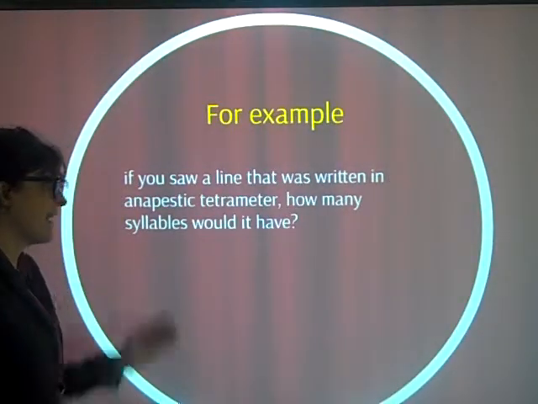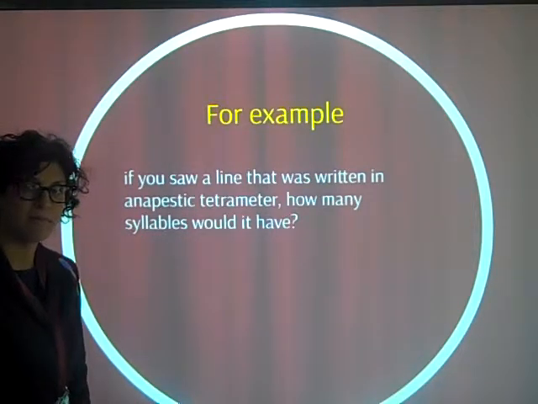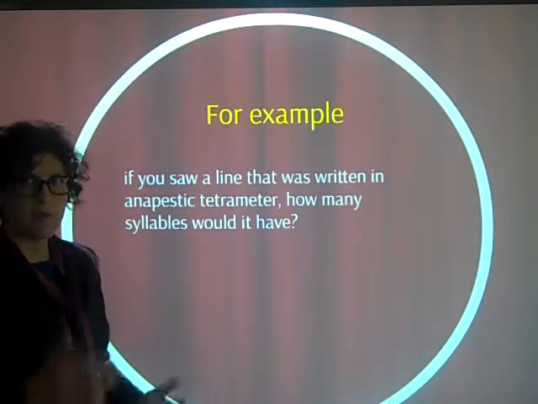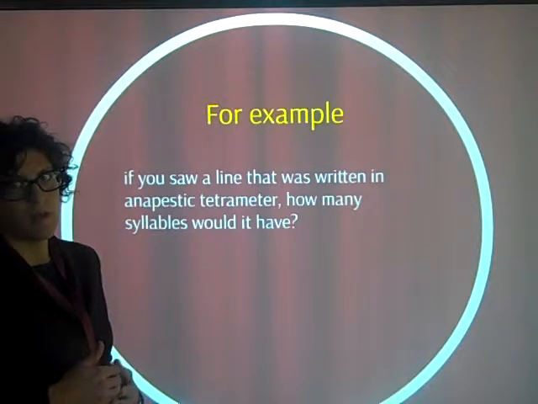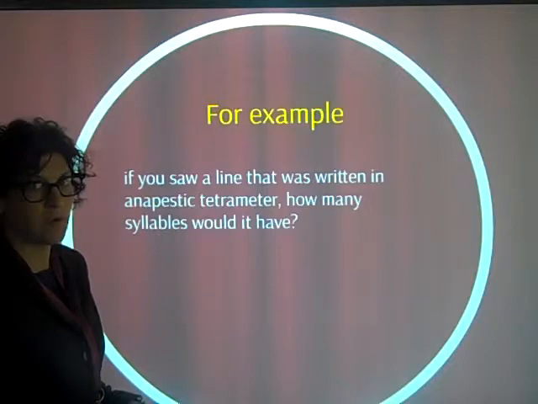If you had anapestic tetrameter, how many syllables would be in that line? Well, an anapest, remember, is made up of 3 syllables. And if it occurs 4 times, that line of poetry would have 12 syllables.